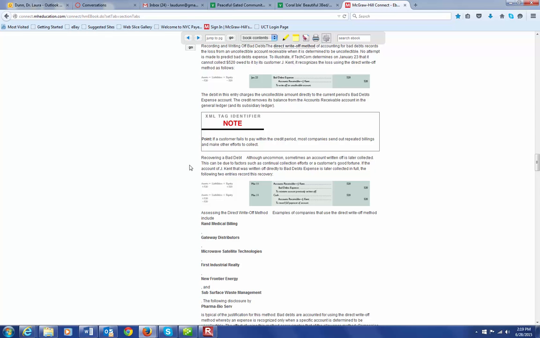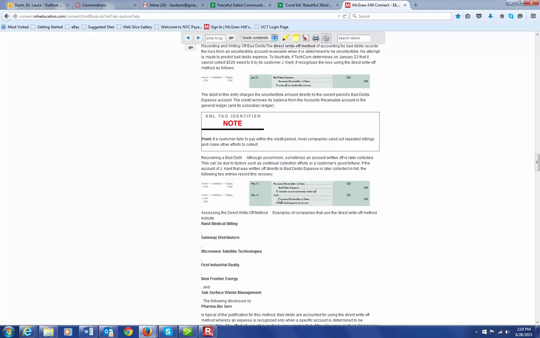However, sometimes a person does actually come through and end up paying you for an account that you've already written off. So in that case, you have to, in essence, reverse that entry. So in order to do that, you would go back and do two different entries. You would reverse the one up here by debiting accounts receivable, so you're increasing the receivable again, crediting bad debt expense because you want to reduce the amount of the expense.